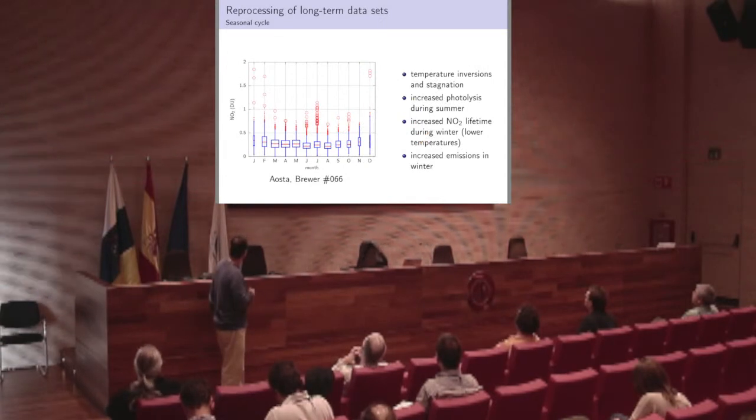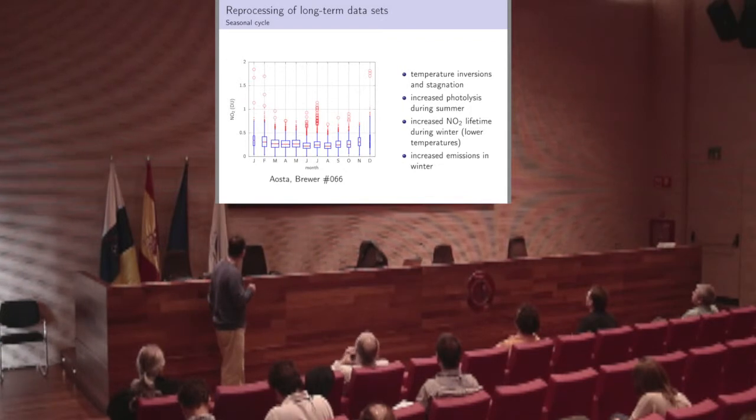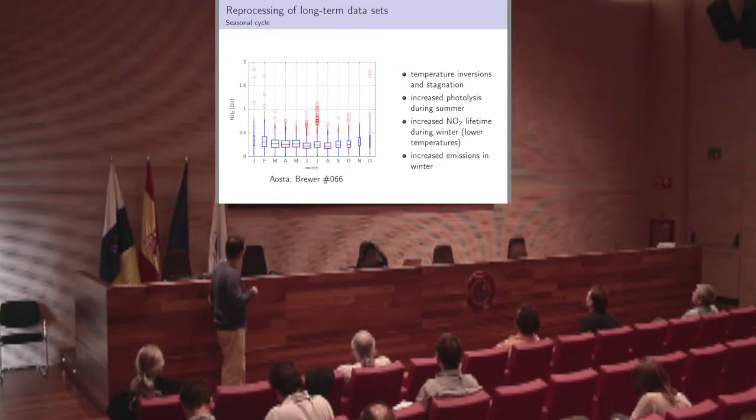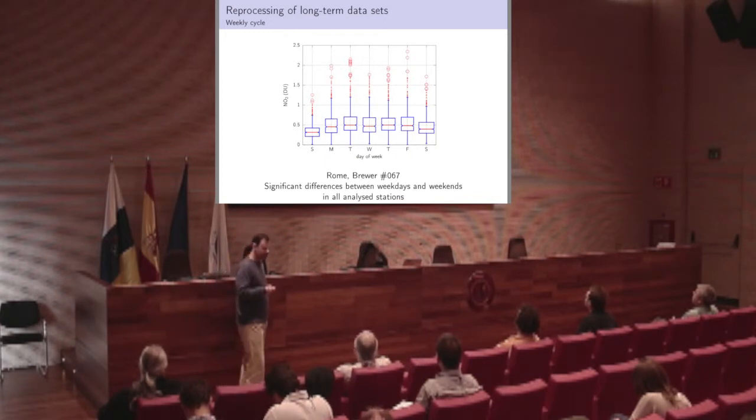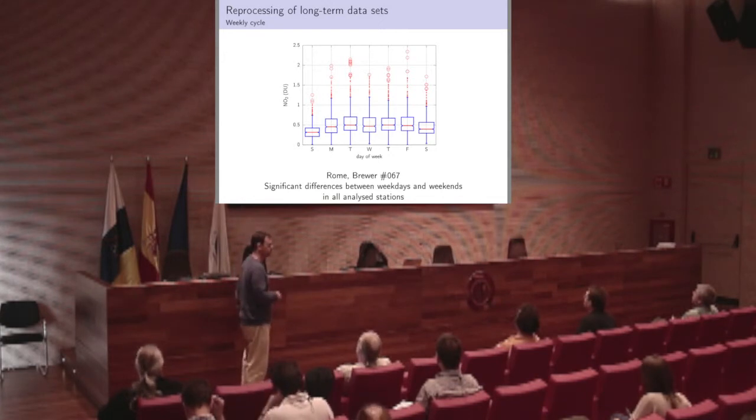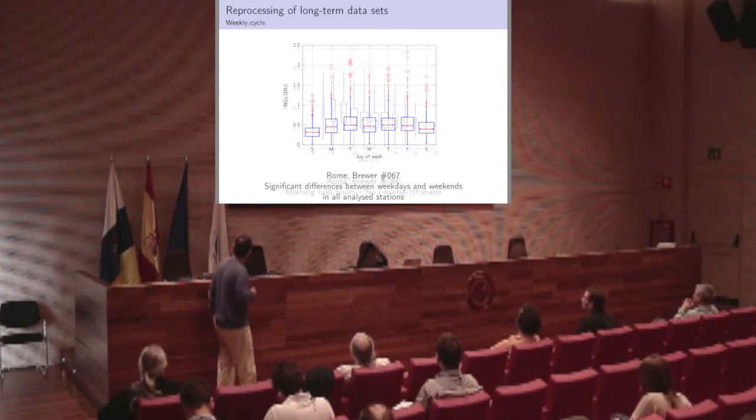You can also see the seasonal cycle with maximum values in winter time and minimum in summer. This has several reasons, both photochemical, dynamical, etc. You can see the difference between the weekends and weekdays because of the human contribution to the pollution. So Saturdays and Sundays are lower than the other days of the week.